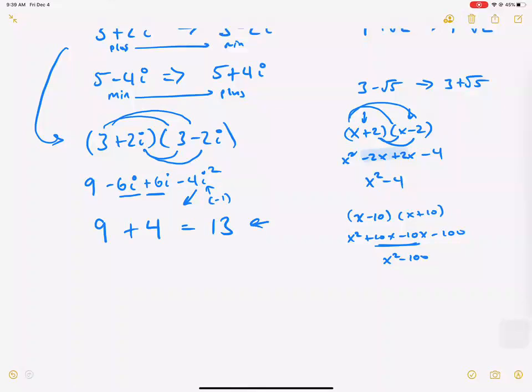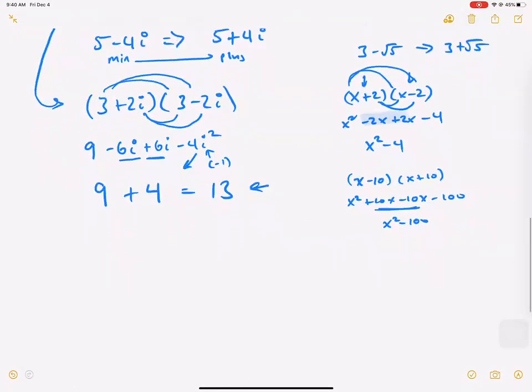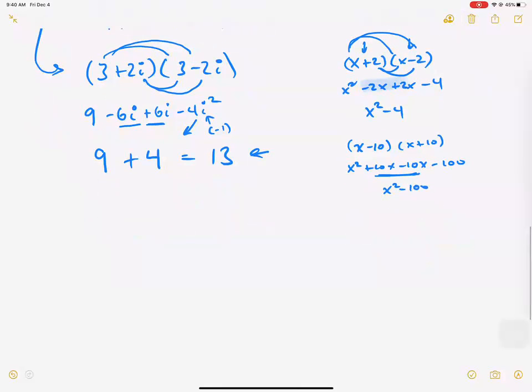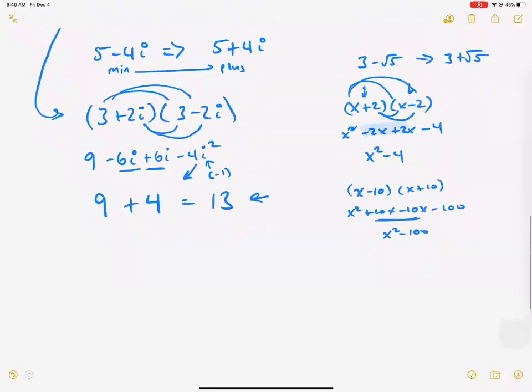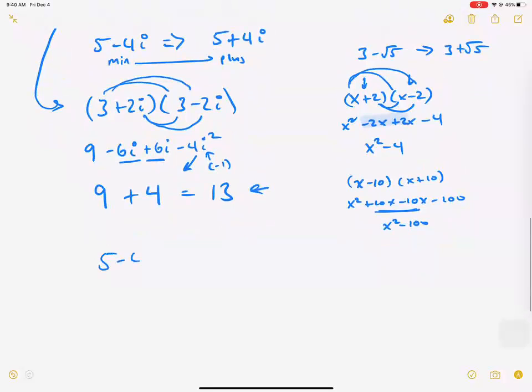So this is an important takeaway. If I want to get rid of a complex number, I need to multiply by its conjugate. And that's going to be important for us in our skill today. Okay, let's do this one more time. My example is 5 minus 4i and 5 plus 4i.